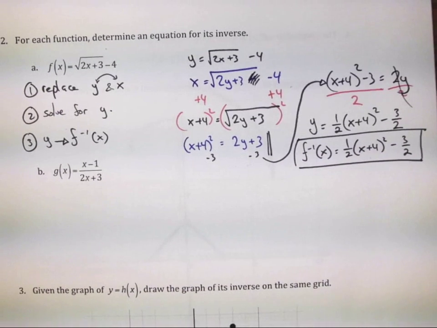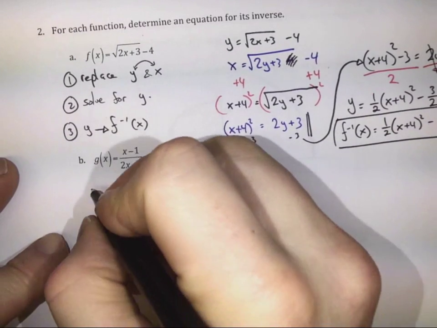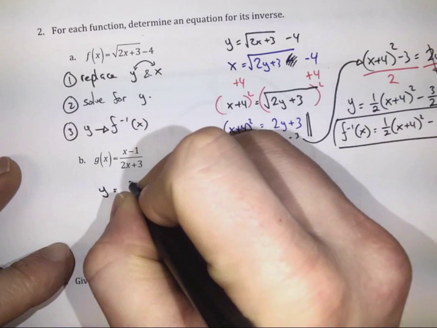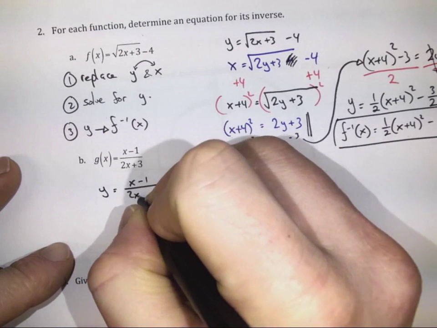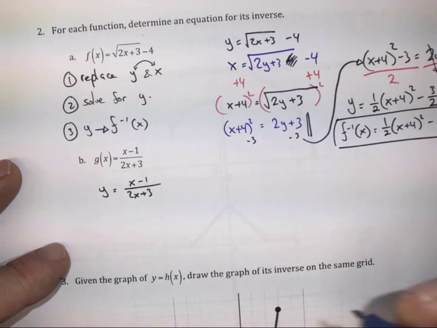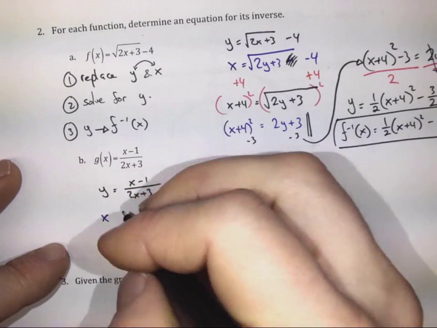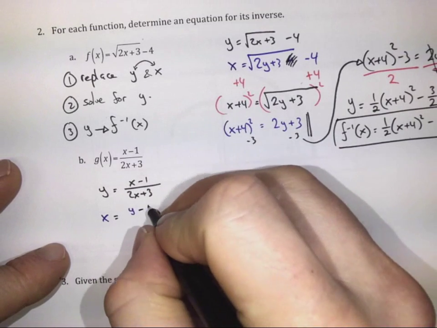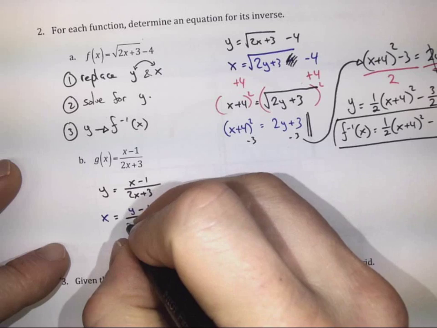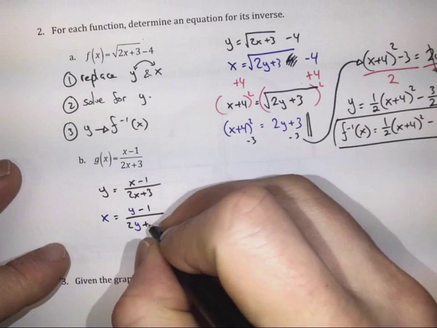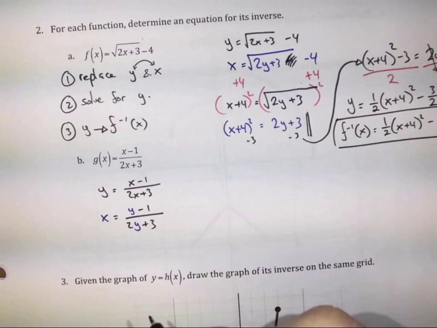All right, so we're going to try and repeat those steps for question 2b here. So we're going to start by saying, okay, g of x, we'll let that be y is x minus 1 over 2x plus 3. Then we're going to switch x and y. So we're going to get x is equal to y minus 1 over 2y plus 3.